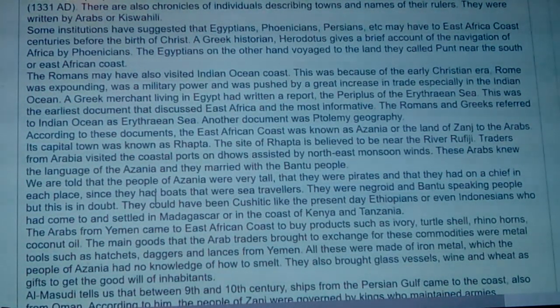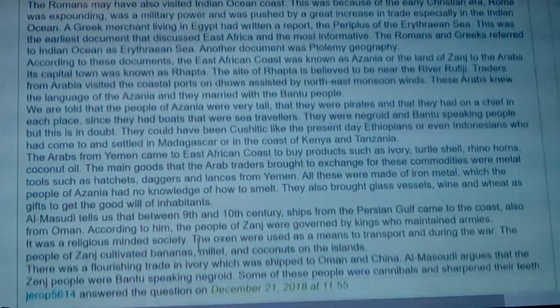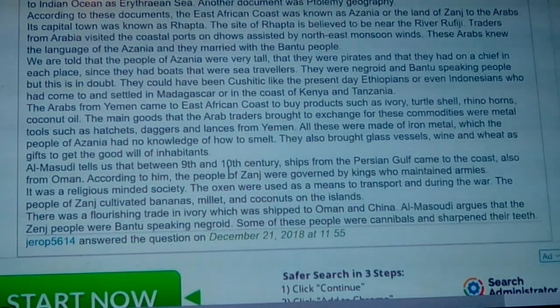Where are we at? We are told that the people of Azania were tall. Arabs of Yemen came to East African coast to buy products such as ivory, turtle shell, rhino horns, and coconut oil. The main goods the Arab traders bought to exchange these commodities were metal tools such as hatchets, daggers, and lances from Yemen. All these were made of iron metal, which the people of Azania had no knowledge of how to smelt. Right? They also brought glass vessels, wine, and wheat as gifts to get the goodwill of the inhabitants.